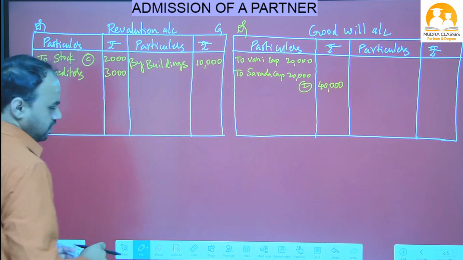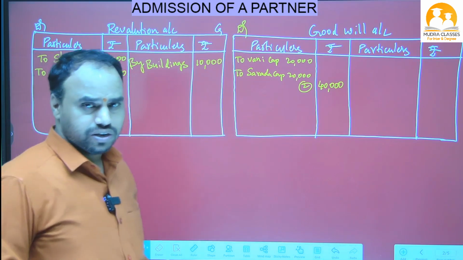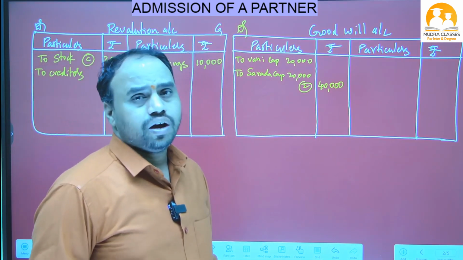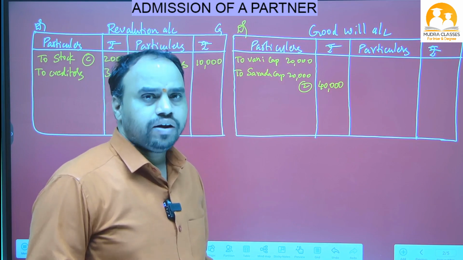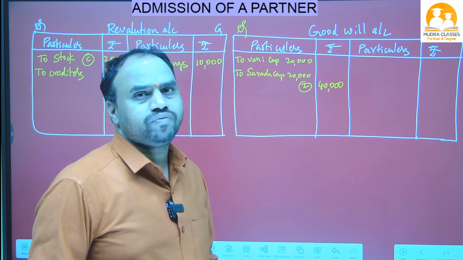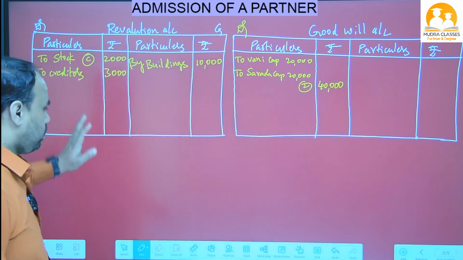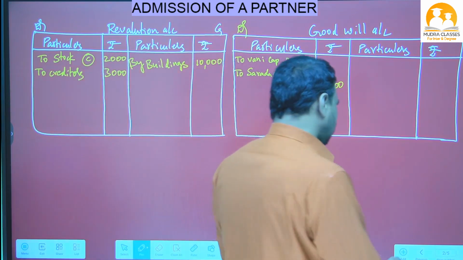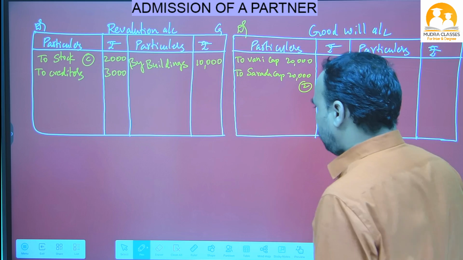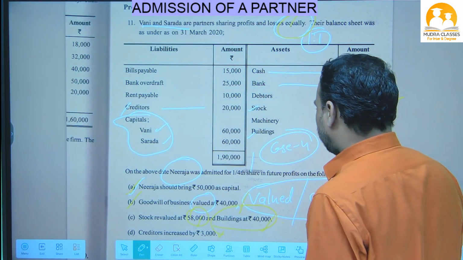Beta, creditors increased by 3,000 rupees. So it is a loss to the business because we have taken more money on credit, so 3,000 rupees increased, so it is a loss. So revaluation account debit side we have to write. So with this all adjustments are completed, Nana. With this all adjustments are completed.